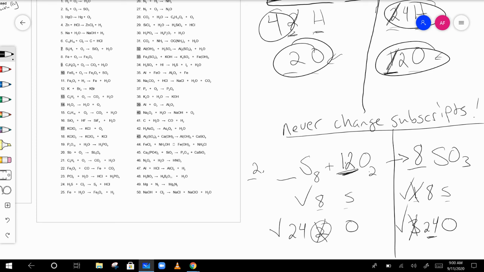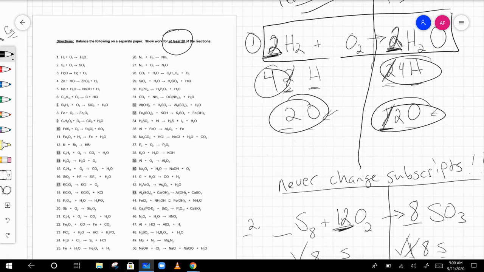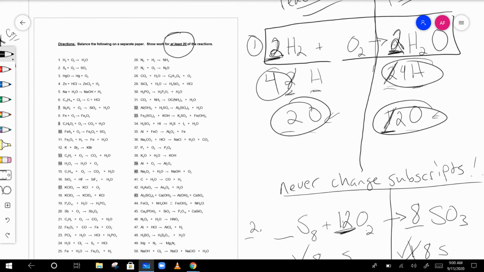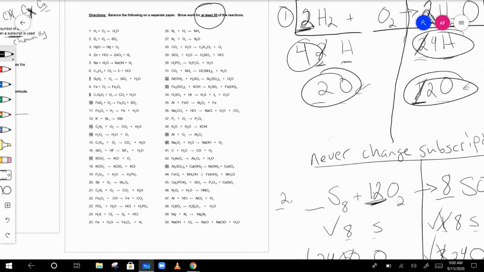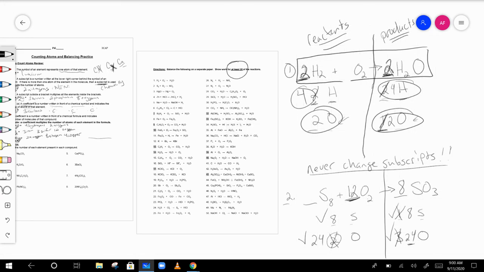Okay, that's the very basics of balancing reactions. I'm not going to teach you any tricks or tips right now. What I'm going to let you do is try and work through as many of these problems as you can. I want to see at least 20. So show me the work for 20 in this assignment. You don't need to finish all 50. You just have to do 20. Show the work for 20. Doesn't matter which 20. Just pick 20 that you're able to do. Show the work for the 20 that you're able to do. Okay? Give those a shot.